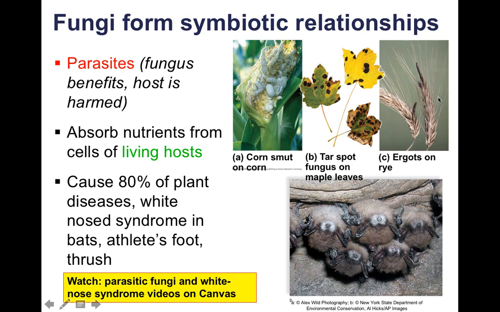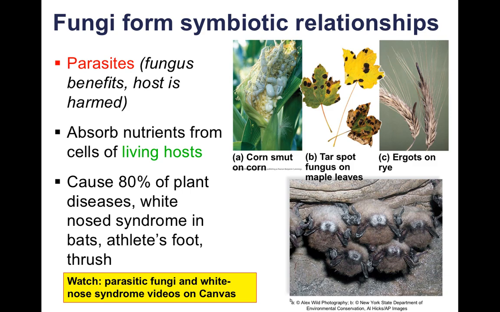Here are some other different types of fungal diseases in plants. We have this fungus, tar spot, on maple leaves. Ergot on rye. You're going to learn more about ergot when you do your lab on Tuesday.